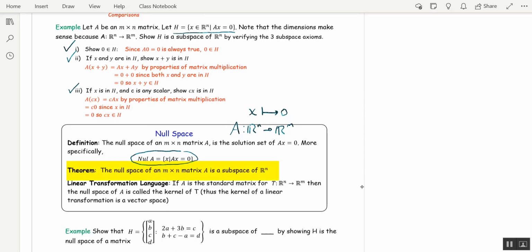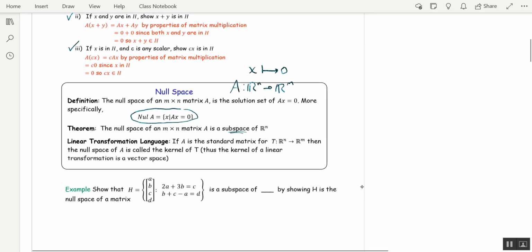Okay, and the theorem is the null space of a matrix is a subspace, and that's the proof at the top of the page. In linear transformation language, we call the null space the kernel. So it's the kernel of a linear transformation. So let's do some examples.